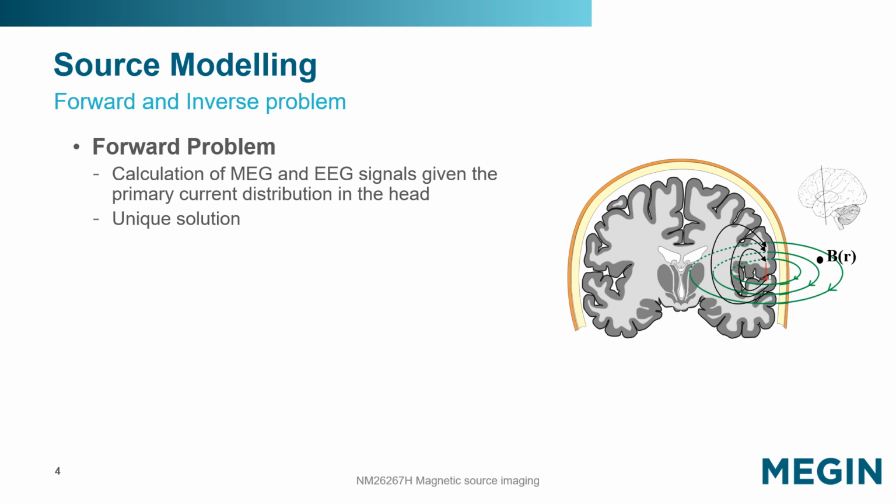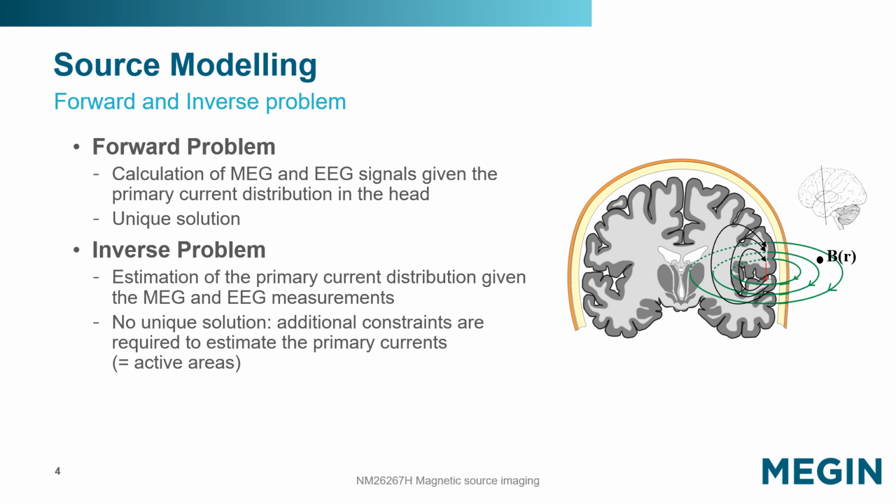In the inverse problem, the task is to estimate the unknown primary currents from the MEG measurement. This is our usual case in MEG. We have the data and we would like to know what kind of a primary current distribution underlies the recorded MEG data.